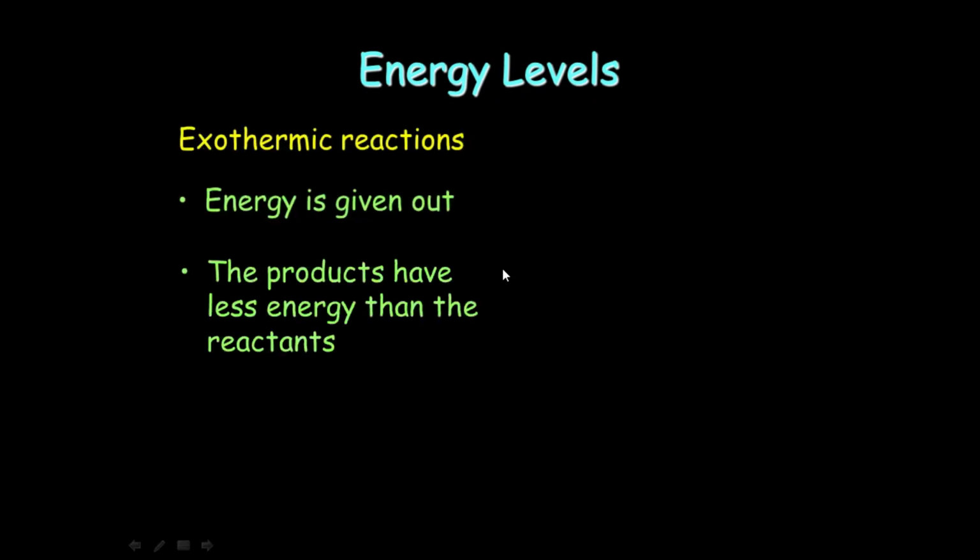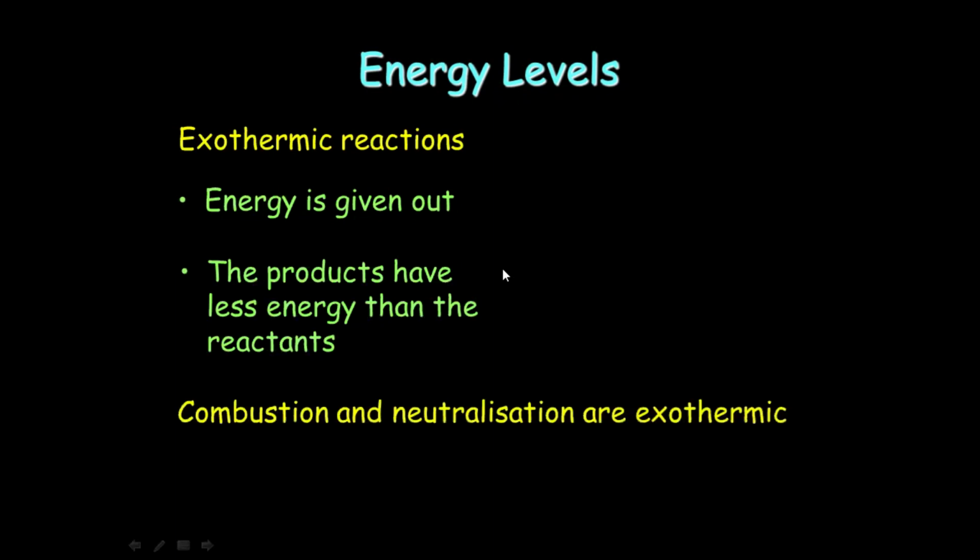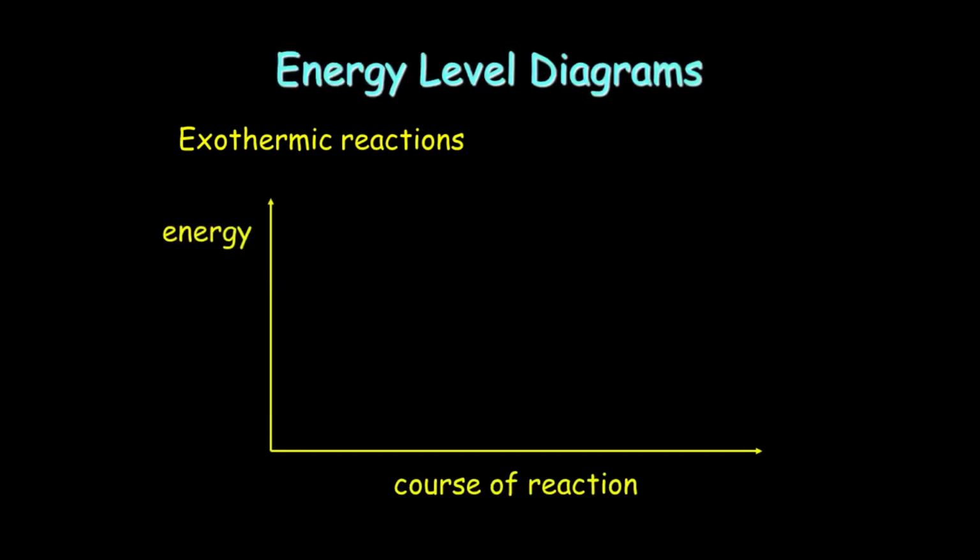So, exothermic reaction is where energy is given out, and the products have less energy than the reactants. Combustion and neutralizations are the examples of exothermic reactions. When we have to draw its energy profile diagram, reactants are at the higher energy level while products are at the lower energy level. We have course of reaction or reaction progress on the x-axis, and we have energy on the y-axis.